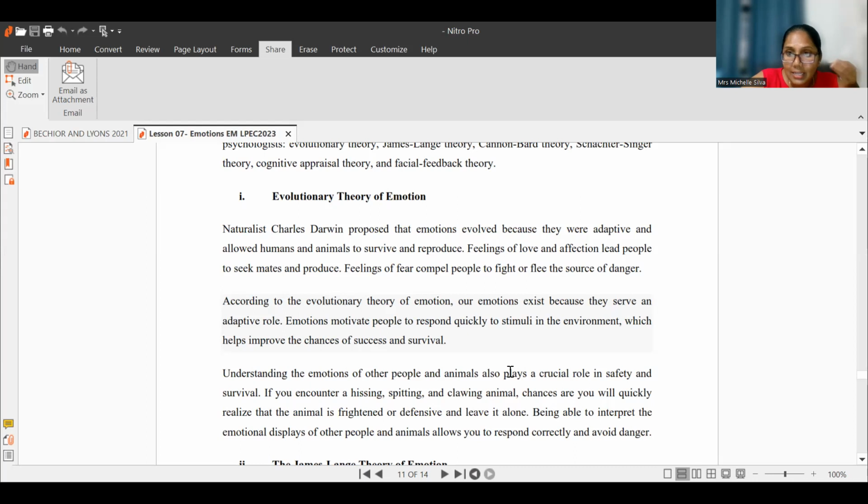When we experience that emotion, that means love, we try to find a fiancé or fiancée. So Charles Darwin said that emotions are required for reproduction activities and the survival of human beings and animals. Write down evolutionary theory of emotion.